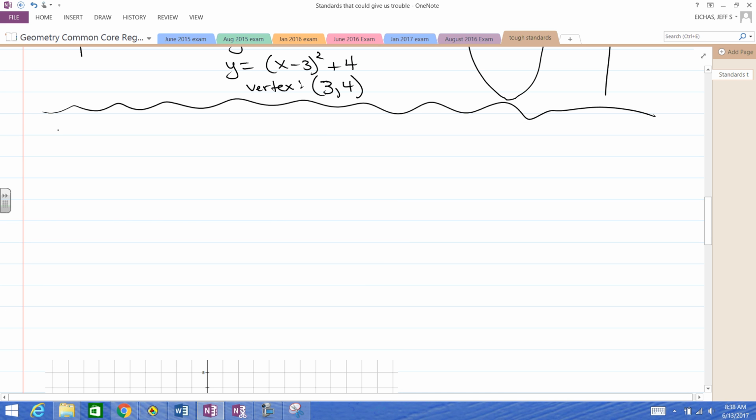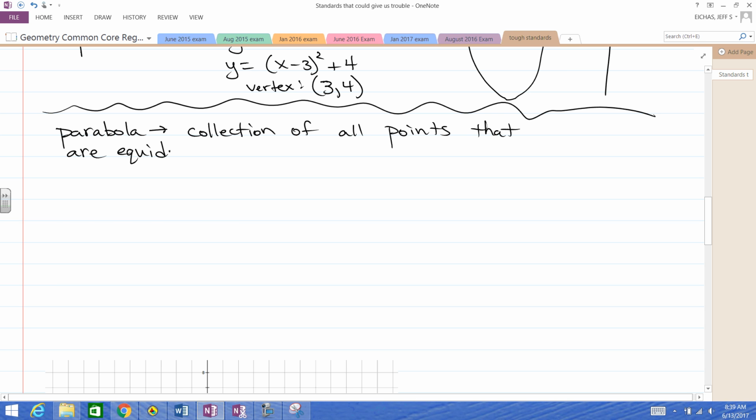So, the definition for a parabola in terms of locus of points is the collection of all points that are equidistant, meaning the same distance, from a point and a line. Now that gets really weird. I'm going to try to sketch it. Hopefully it's not too awful.